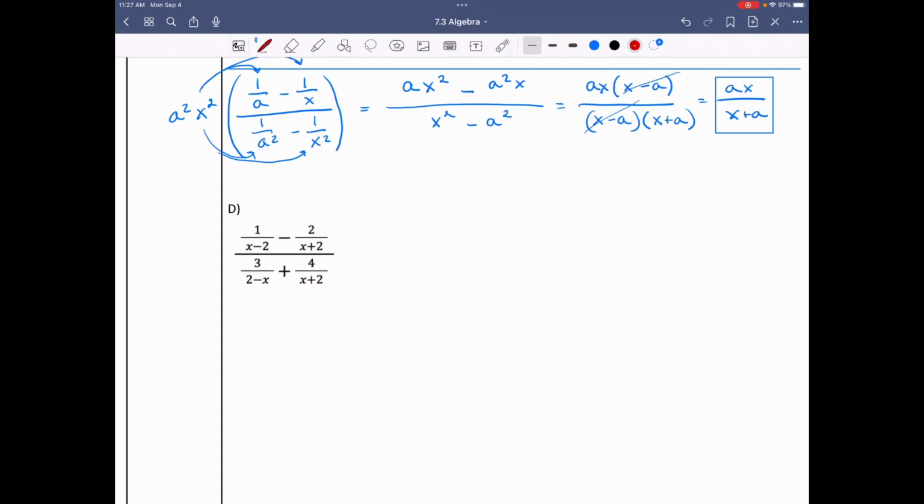Okay. I am noticing that this 2 minus x, if we factor out a negative, we could get something that looks like the rest of the problem. So I'm just going to rewrite this problem as 1 over x minus 2 minus 2x plus 2. But in the denominator, I'm going to make that 3 a negative, and that way I can make the denominator x minus 2.